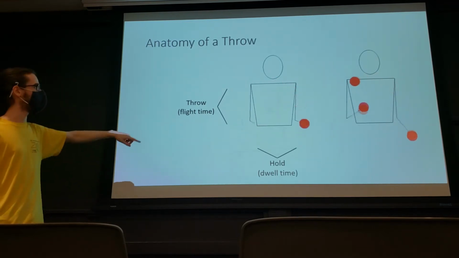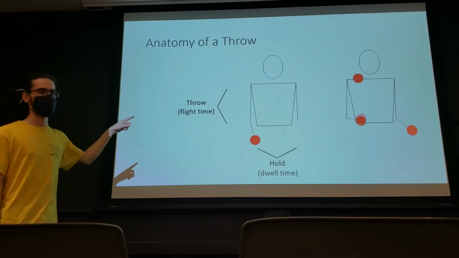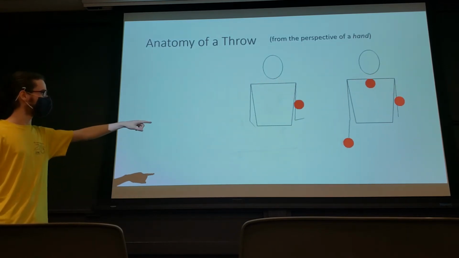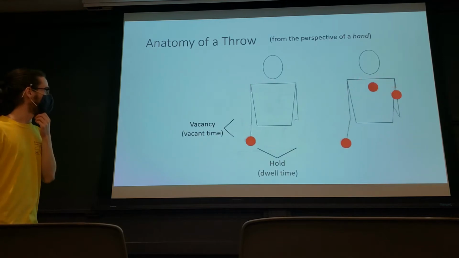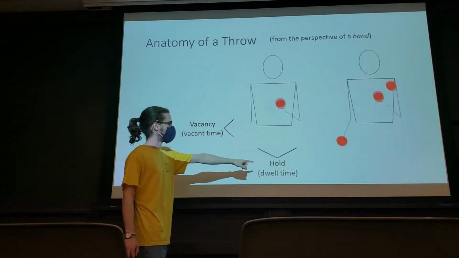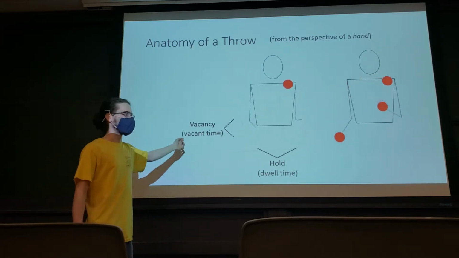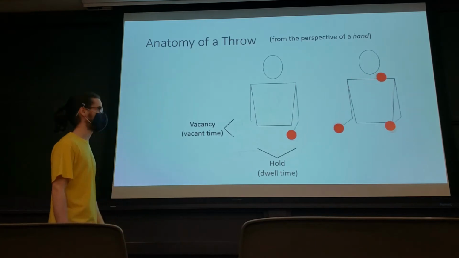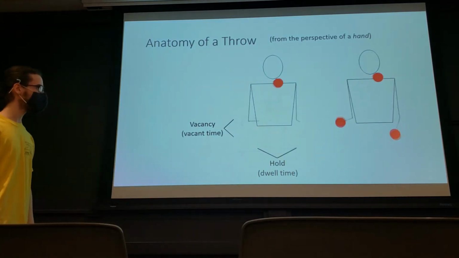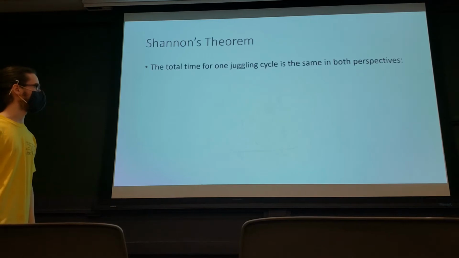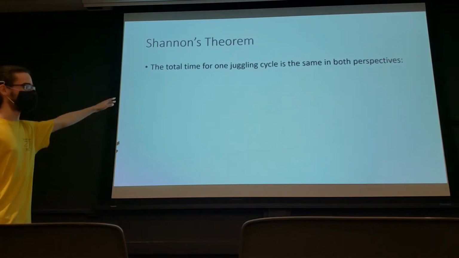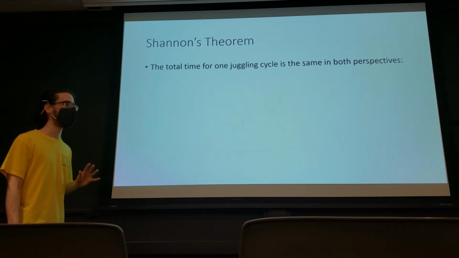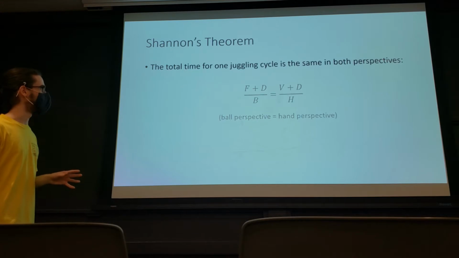But you can think about this from another perspective, which is instead of considering what the ball is doing, you can consider what your hands are doing. So this is from the perspective of a ball. If we look at it from the perspective of a hand, then a hand is either vacant or it's holding a ball. So we have a different quantity here, the vacancy time, and also the same dwell time as the ball has. But the total time in looking at a juggling pattern from both of these perspectives should be the same. We should be able to equate these in some way, and indeed this is possible.